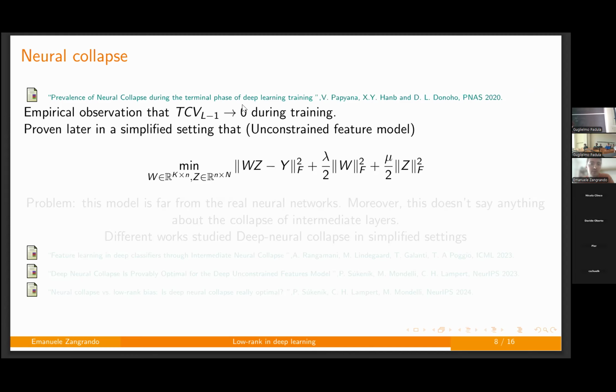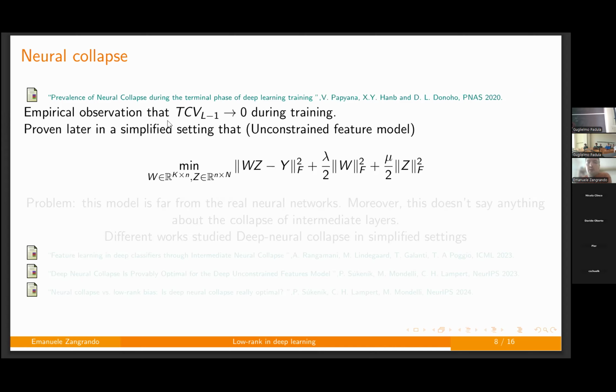So the empirical observation, I would like to mention also that neural collapse is actually talking about 4 different properties that happen during the training of a neural network. We're interested in the first one. The TCV of the layer before the last one is going to 0 during training, essentially. So what it's saying is that when the neural network starts interpolating the data points, then in the layer before, the TCV is going to 0.